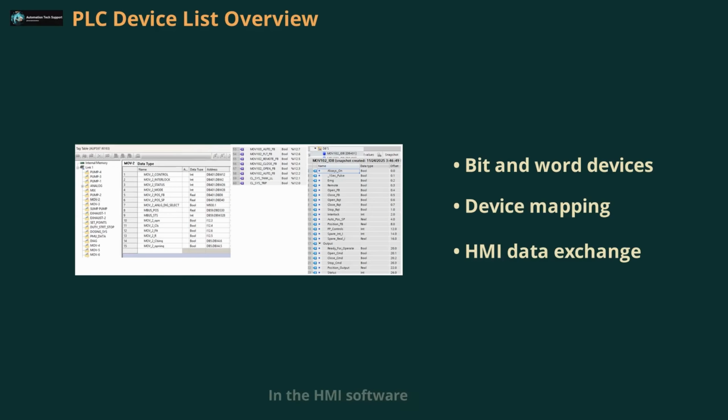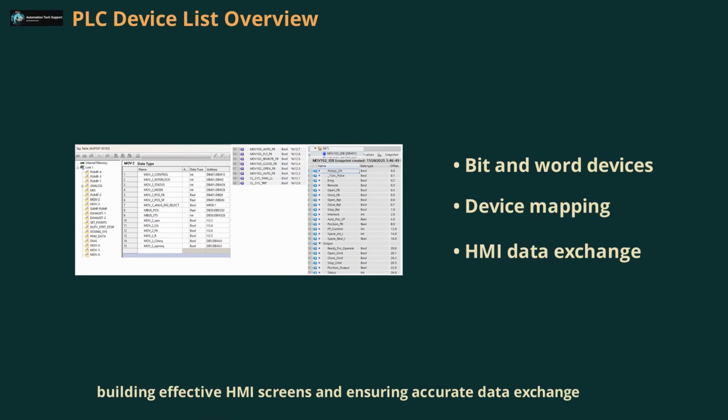In the HMI software, you'll find a PLC device list that includes bit and word devices. These represent the various data points and memory areas you can monitor or control from the HMI. Understanding how to map these devices is key to building effective HMI screens and ensuring accurate data exchange. Take some time to familiarize yourself with the device list structure and how it relates to your PLC program.